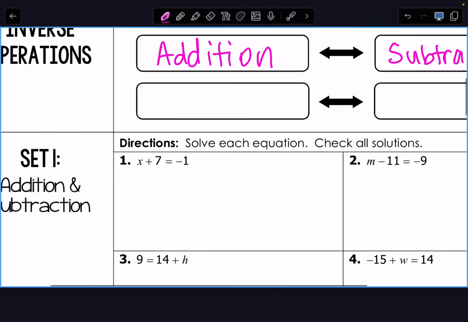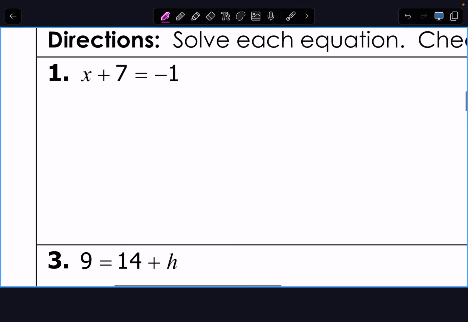So, let's zoom in on number one. The first thing I want you to do is draw a line. I call this our fence. Whatever we do to one side of our equal sign, we have to do to the other. So if we draw a fence, that's going to help us keep track of whether we did the same thing to both sides. Now, let's find our variable. What is our variable?